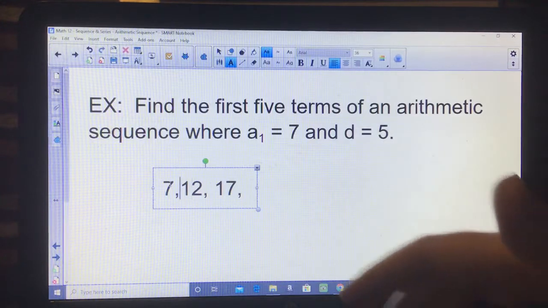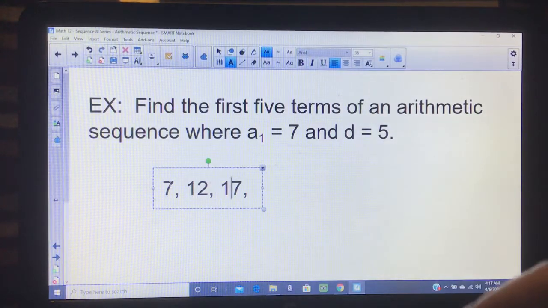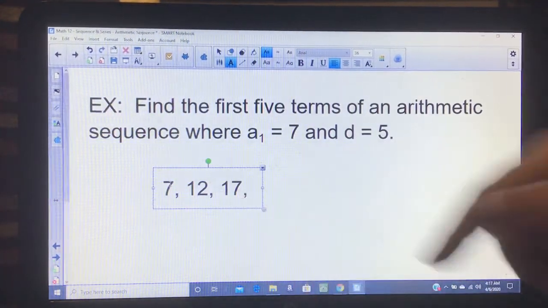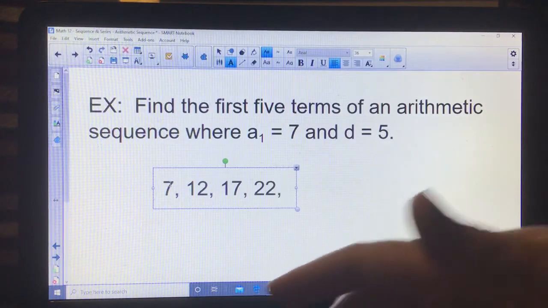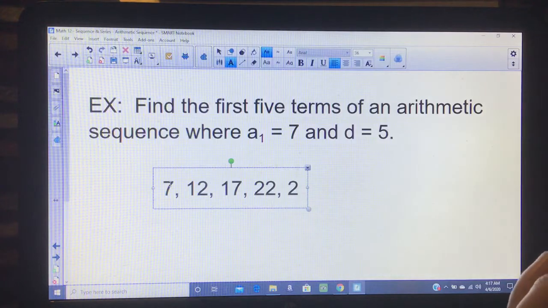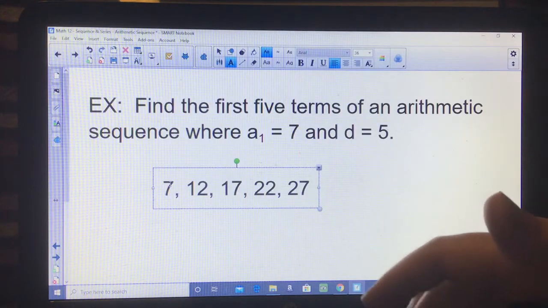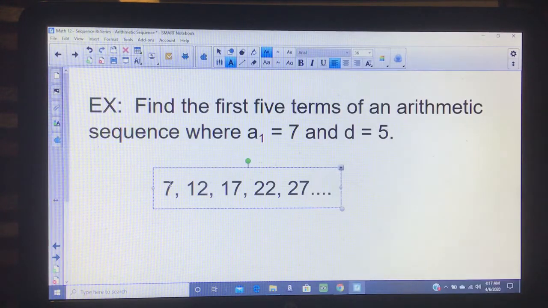Let's put a space between those so it all looks nice. Add another 5, I would get up to 22. And then the next term would be 5 more. I'd get 27. And they only wanted me to get the first 5, but notice I could do this forever. If I wanted to take long enough to find any term, I could just keep doing this. Now, our goal is to get a shortcut for this, because since all the terms are predictable, I could make the sequence, but now we want to look at how we can do it a little faster.